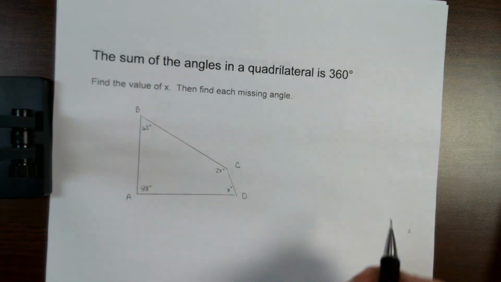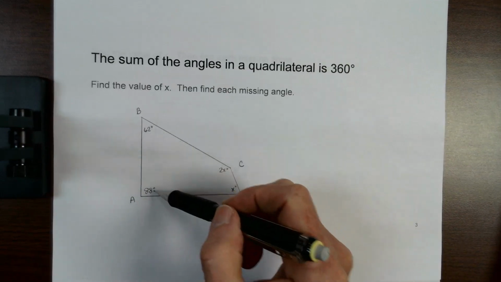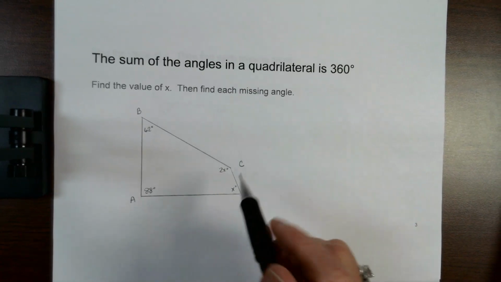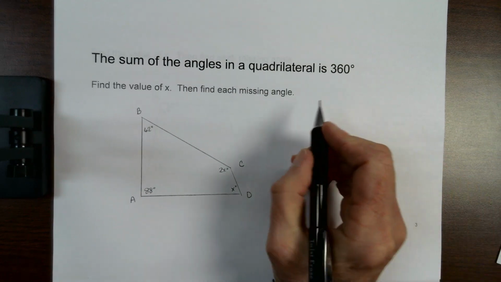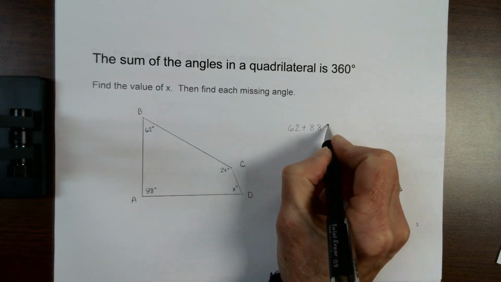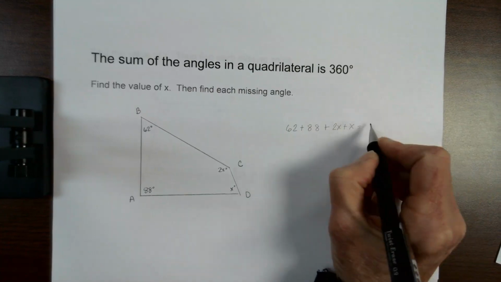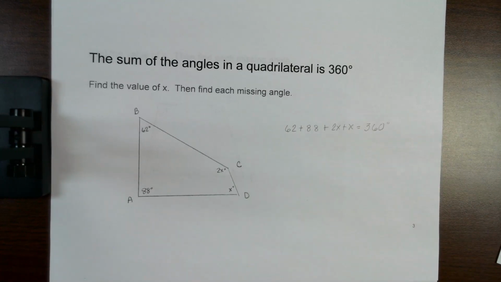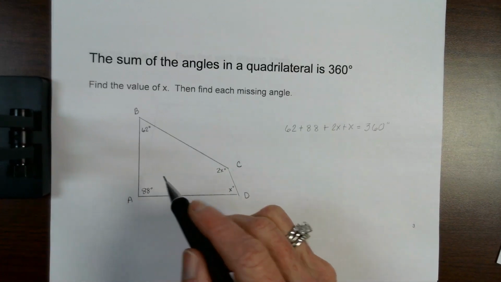The sum of the angles in a quadrilateral is 360 degrees. So when you add every angle together, you would get 360 degrees. So you should be able to take angles that they give you and figure out unknown angles. So for this one, I would have 62 plus 88 plus 2x plus x, and that's going to equal the total of 360 degrees. So if you have a 4-sided figure or a quadrilateral, the sum of the angles is going to be 360 degrees.